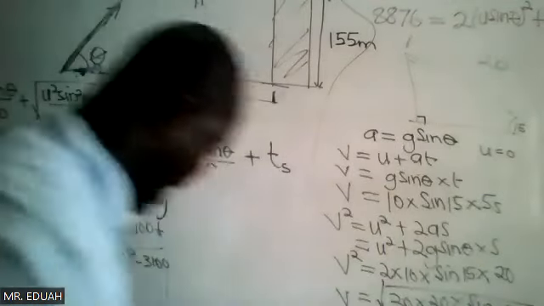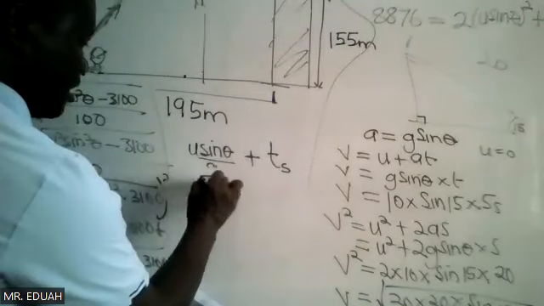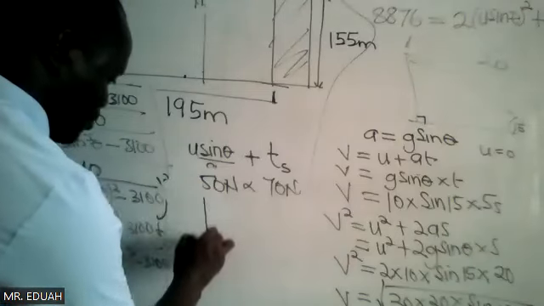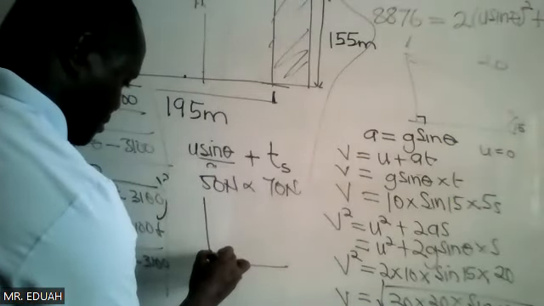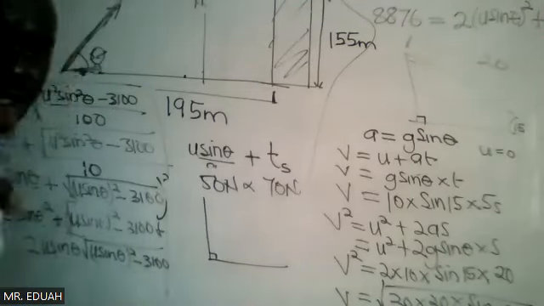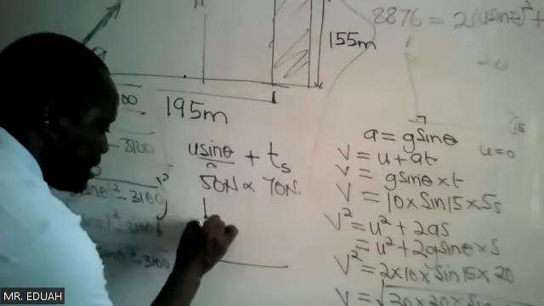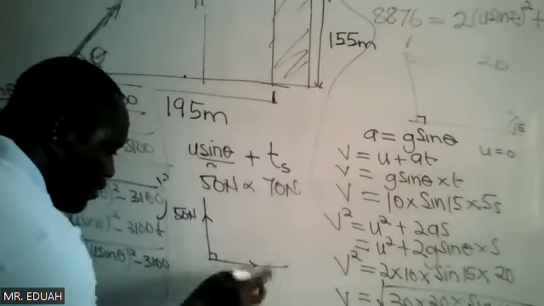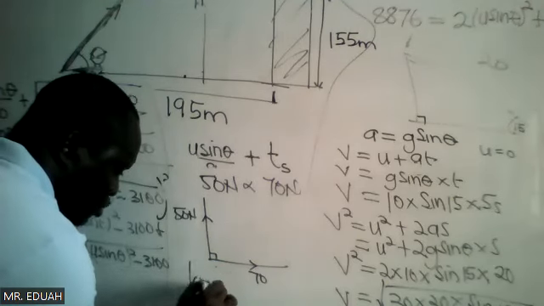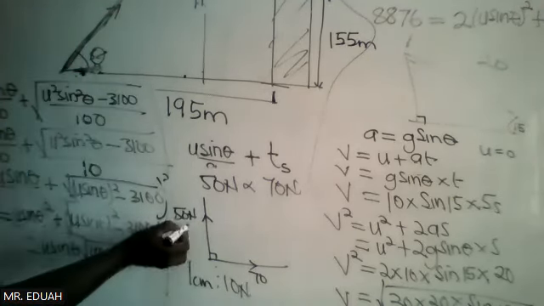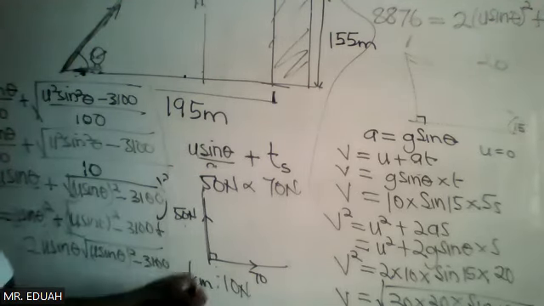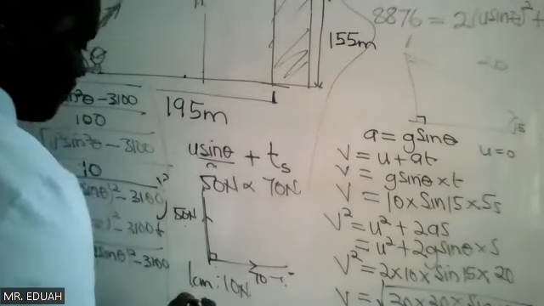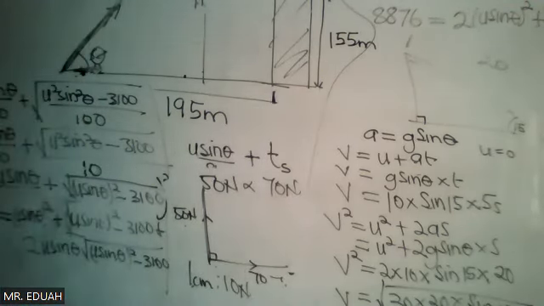So the forces are 50 and 70, and they act perpendicularly. You are given a scale of 1 centimeter to 10 Newton. This is 50. This is 70. So it means this will go for 5 centimeters, and this will go for 7 centimeters. And here it is a scale drawing.